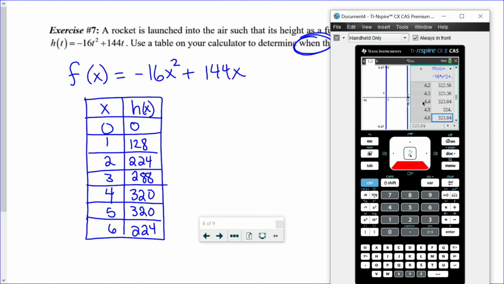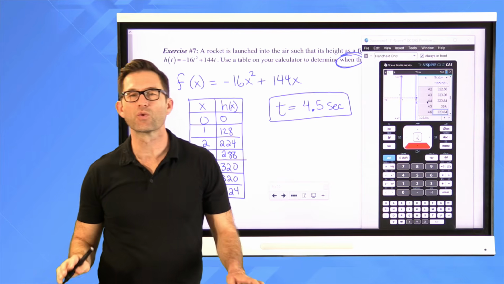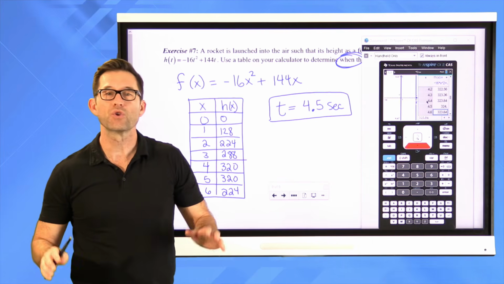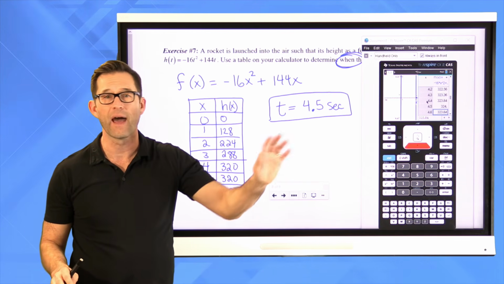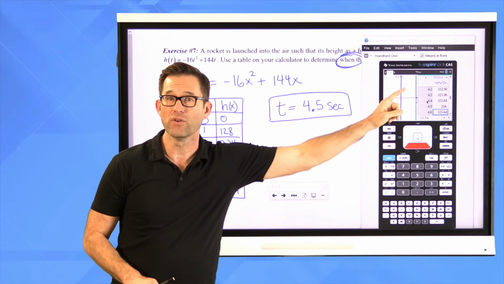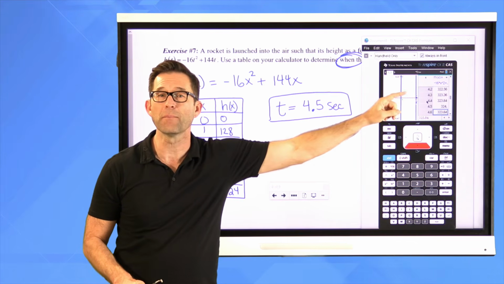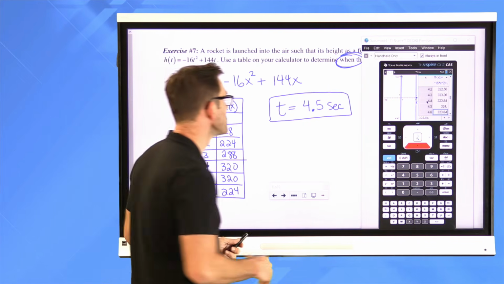So, it says use a table on your calculator to determine when the rocket reaches its maximum height. It doesn't even ask what the maximum height is, but it reaches its maximum height at 4.5 seconds. Right. And that's a little bit of advanced work with tables, because normally a table will only have integer values in it for x, and then the outputs will be what they are. But you can refine a table. You can actually go by smaller steps by going into your table settings. And we'll work with that more as the year goes on.